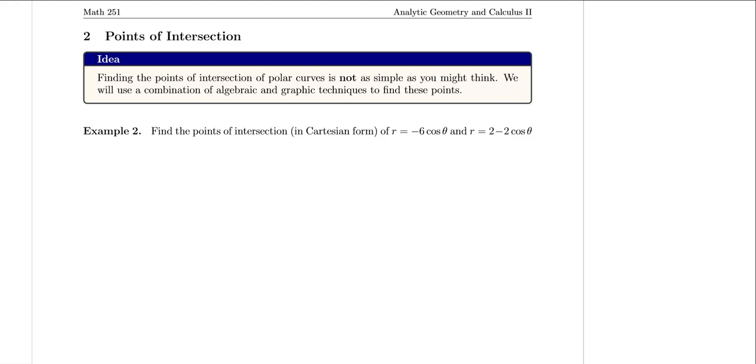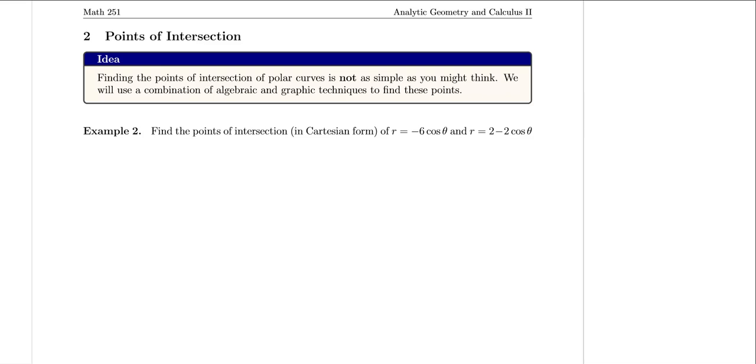Hi everyone, welcome to part 2 of our video lecture for section 12.3 on the calculus in polar coordinates. In part 1 of our video lecture, we went over how to find the slope of a tangent line to a polar graph. In this video lecture, we're going to be going over how to figure out points of intersection, which will prove crucial to determine the area of a region bounded by a graph of a polar curve.